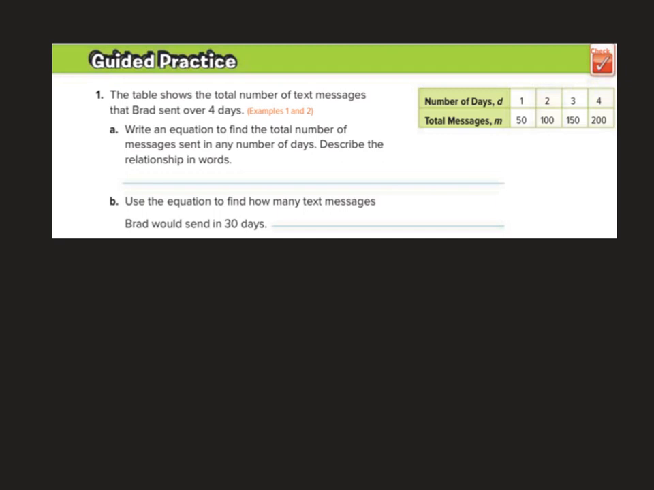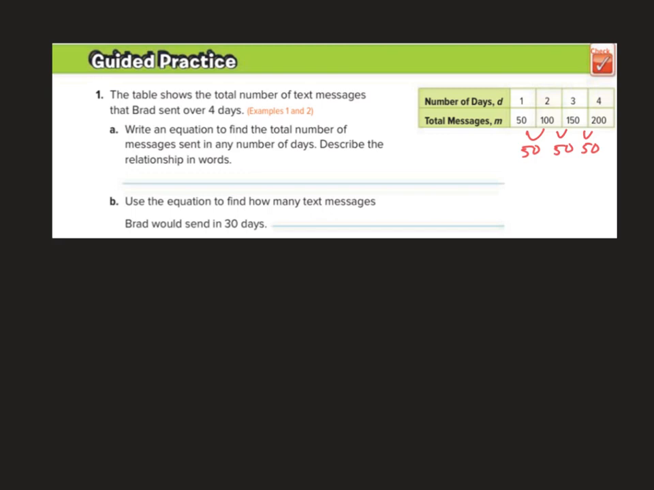Let's take a look at one more example in the guided practice. The table shows the total number of text messages that Brad sent over 4 days. So we've got days increasing by 1, and we've got total messages increasing by 50. So again, we can pull that unit rate out. For every day, there's 50 text messages. So now we need to write an equation to find the total number of messages sent in any number of days and describe the relationship in words.